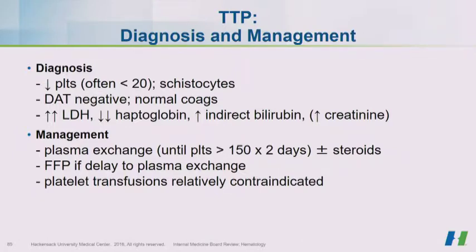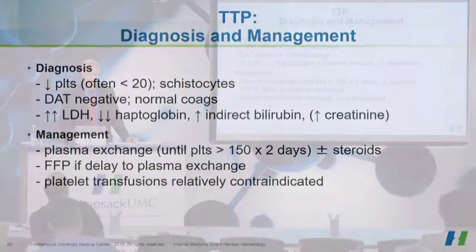If you recognize and treat TTP, you can turn a condition that's 80% fatal into one that's 80% survivable and manageable. Your mainstay of treatment is plasma exchange for as long as it takes to increase the platelet count to more than 150,000. Steroids do not play a big role. You might want to give them, but steroids by themselves are not useful. If there is a delay to plasma exchange, you can give FFP, but plasma exchange really is your major cornerstone of treatment.